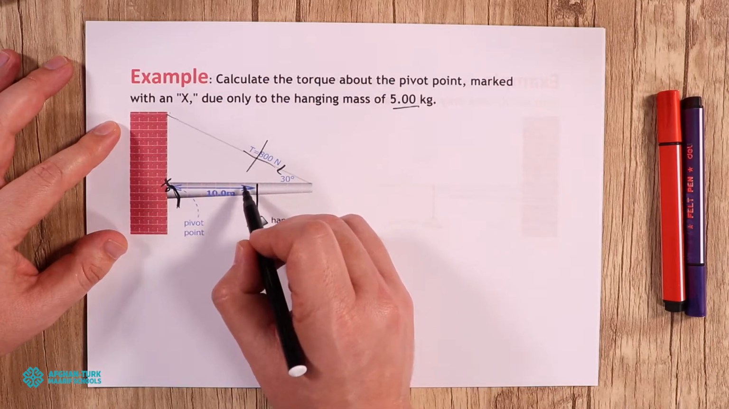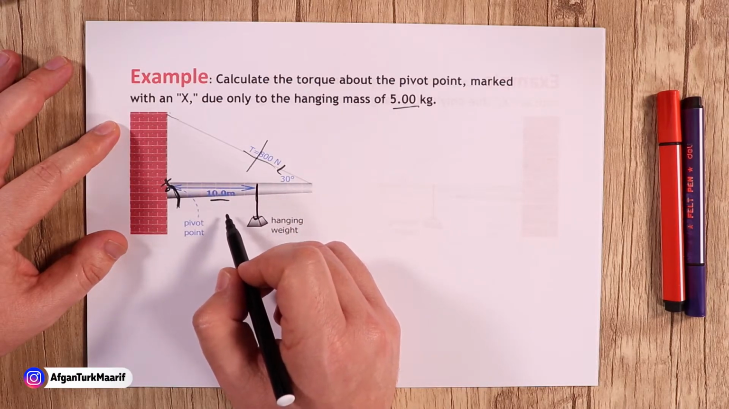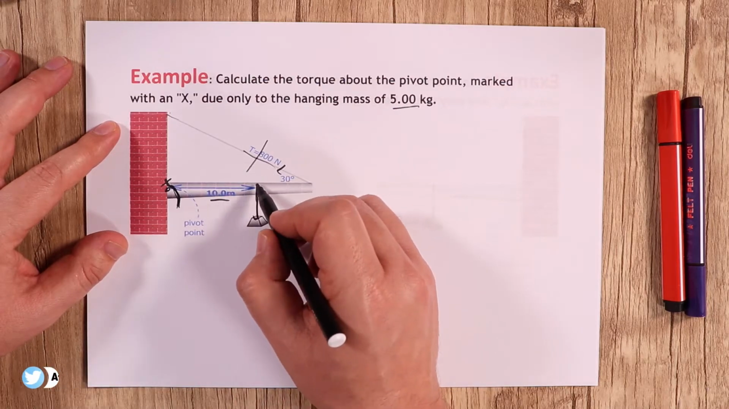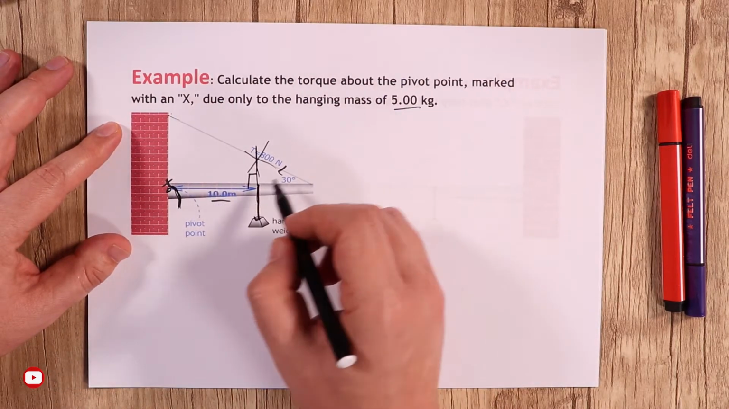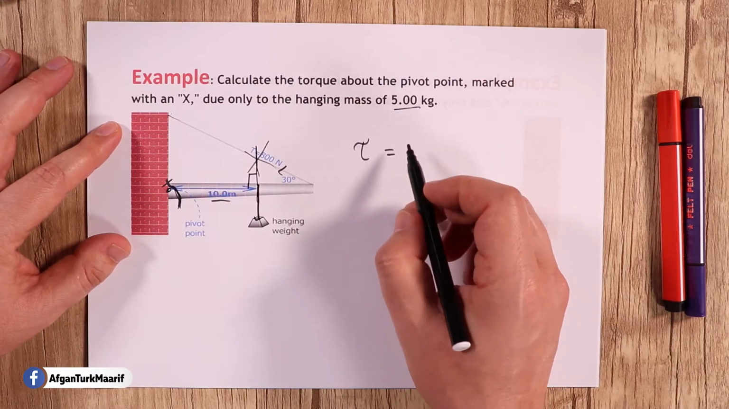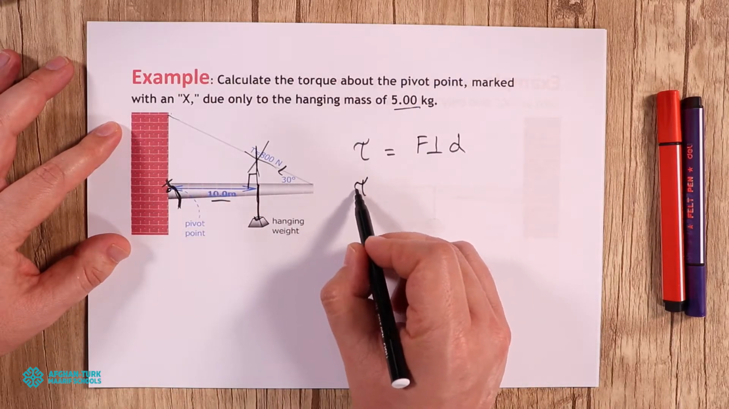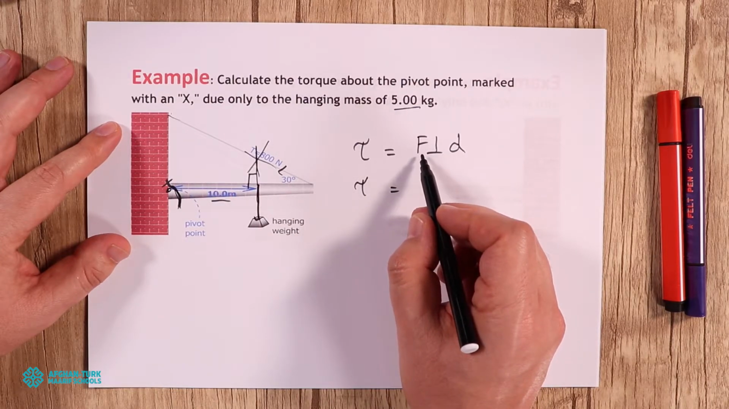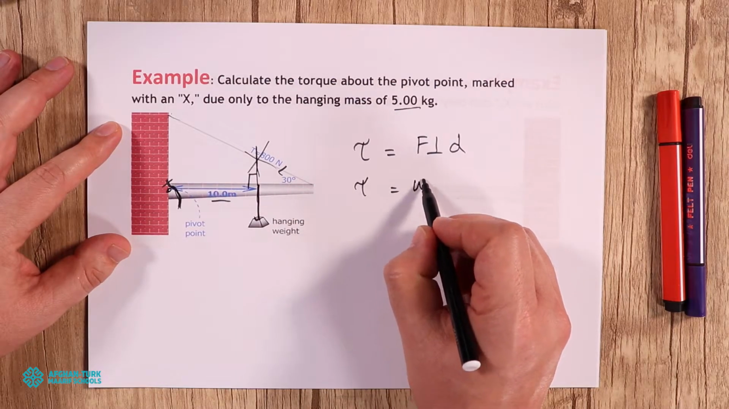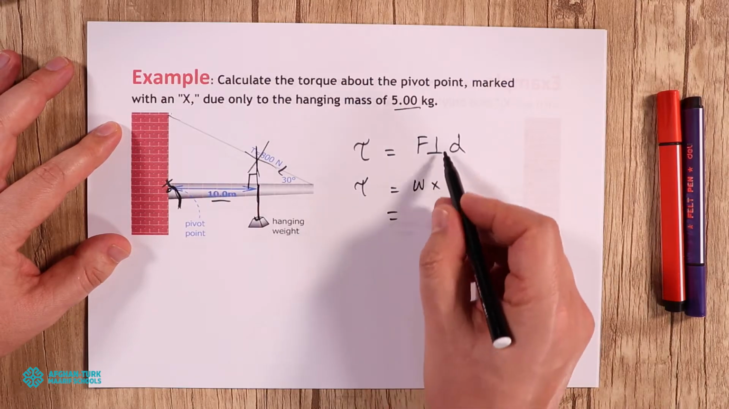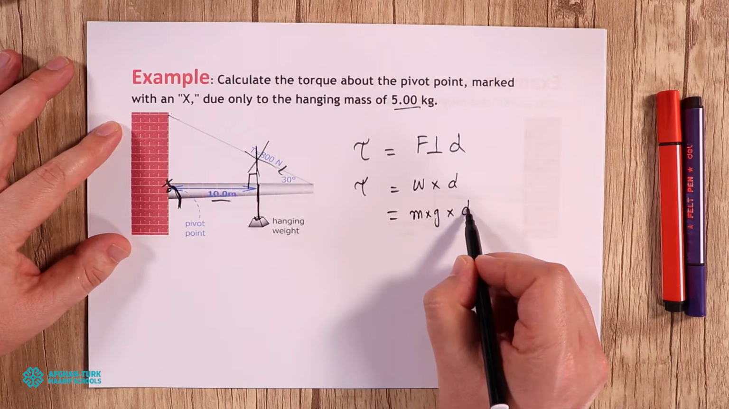Okay, so here the distance from x to the weight or mass is equal to 10 meter, and the weight is perpendicular to the distance. If we want to find the torque here, it is very simple. We know that torque is equal to F perpendicular times d. In this case the force is equal to the weight, because it is downward. Weight multiplied by d. Now weight is equal to m multiplied by g, multiplied by d.